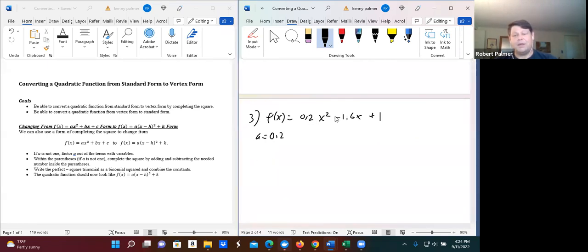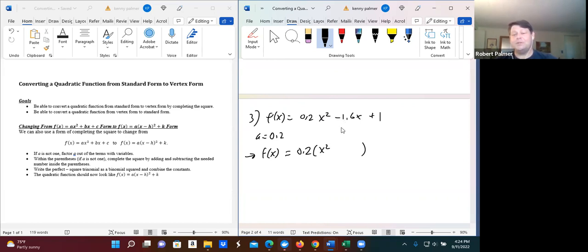This is not 1, which is not. I'm going to factor this out. Now, that may look a little strange at first. We'll see how that works. So I pull out the 0.2, and remember what I'm doing essentially is dividing both parts by 0.2. Divide this whole thing by 0.2, I just get x squared.